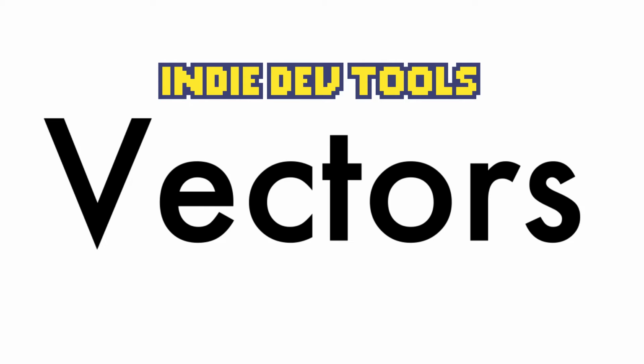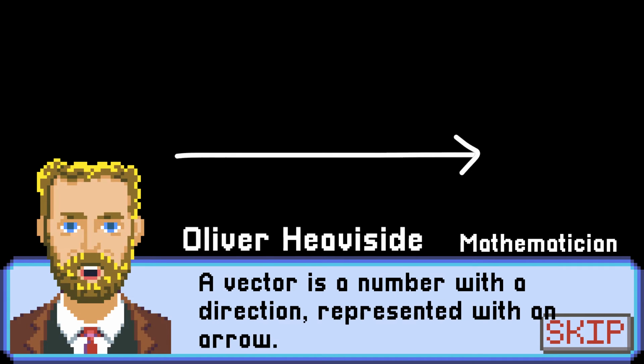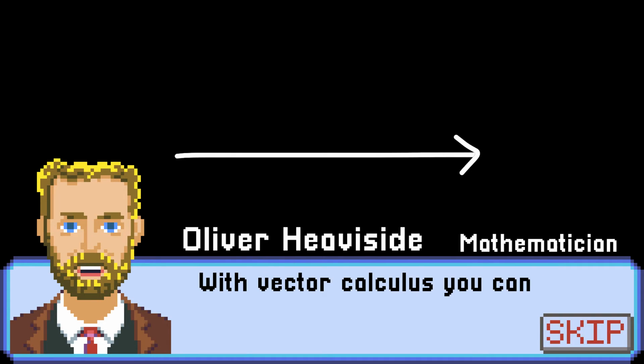Today, we are looking at vectors. So what are vectors? A mathematician may tell you that a vector is a number with a direction, represented with an arrow. With vector calculus, you can... No, we won't be doing calculus. Most of what we're doing is pretty simple, and the rest you don't really need to understand to use.